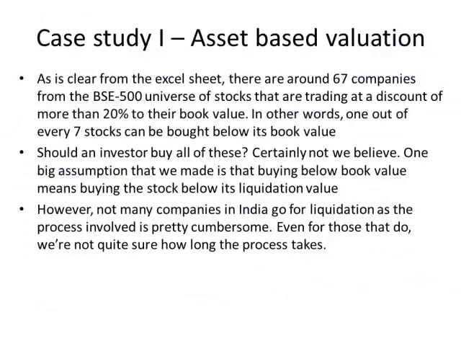Case Study 1, Asset-Based Valuation. So now we have had a chance to look at the Excel sheet, and we've seen that there are around 65 companies from the BSE 500 universe of stocks that are trading at a discount of more than 20% to their book value. And this is quite a large number. It means that 1 out of every 8 stocks can be bought below its book value.